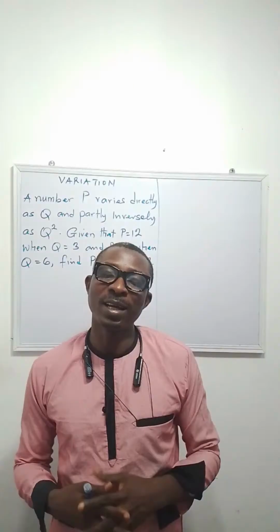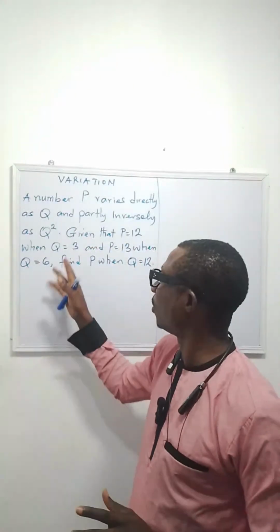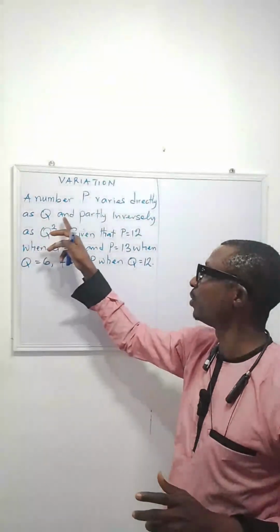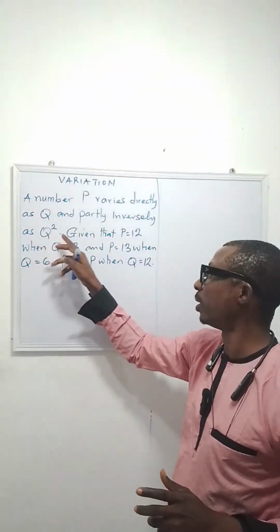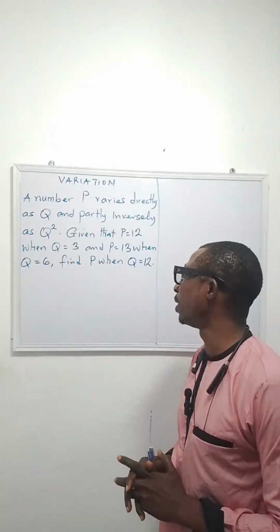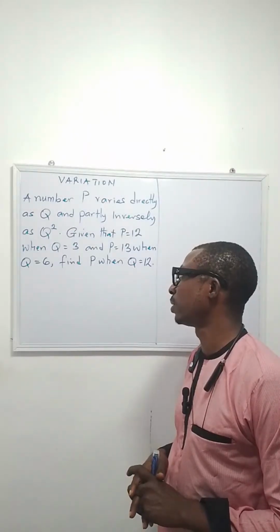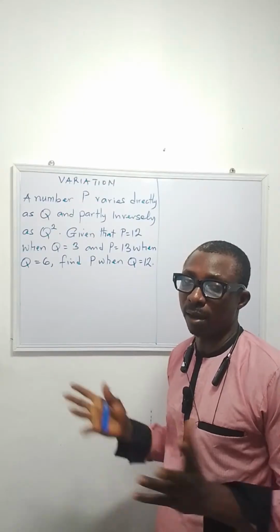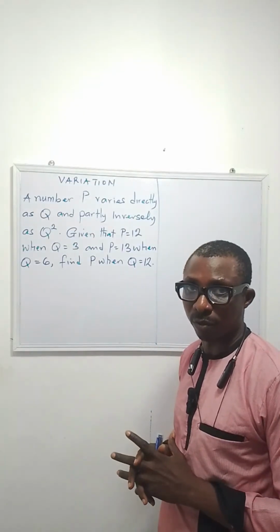All right, so we are looking at this question under partial variation. Let's read the question together. A number P varies directly as Q and partly inversely as Q squared. Now, given that P is 12 when Q is 3 and P is 13 when Q is 6, find P when Q is 12. Now, looking at this question, I know it is a partial variation question.